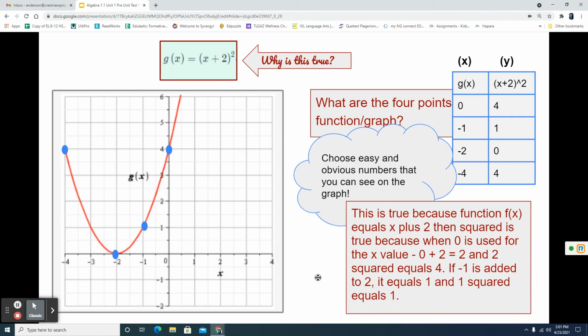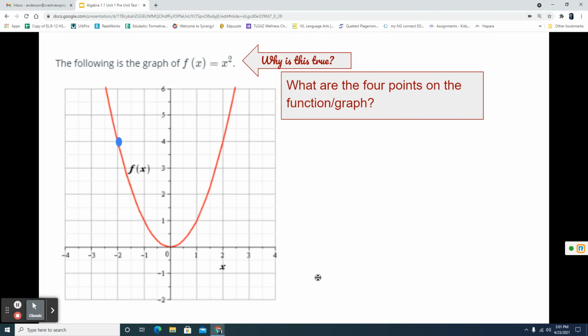This is true because our function of x equals x plus 2, then squared, is true because when 0 is used for the x value, 0 plus 2 equals 2, and 2 squared equals 4. If negative 1 is added to 2, it equals 1, and 1 squared equals 1.